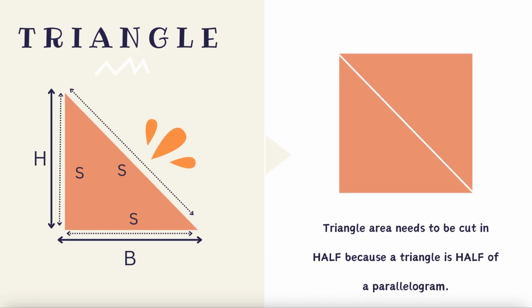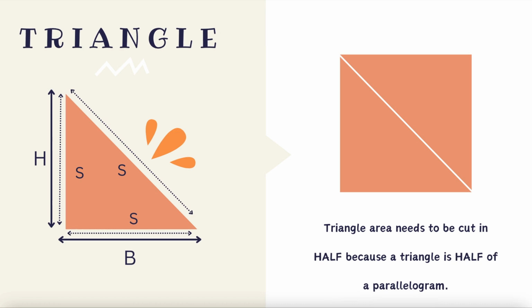As I mentioned before, the triangle area needs to be cut in half because if you take a look at the image on the right, a triangle is just half of a parallelogram. In this case, our parallelogram is a square.